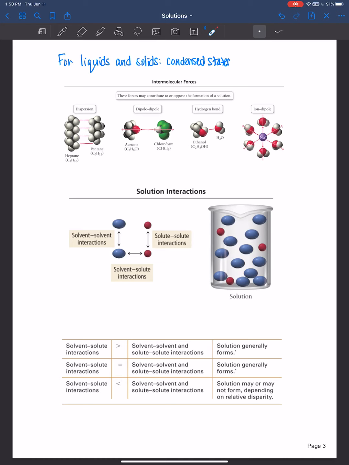All right, so when we think about a solution forming, I want you to envision this figure here. And I know this figure might seem really simple to you. It's just a bunch of blue spheres and red spheres, but there's a lot to think about here, and I think it's actually a great visual. So let's first identify what we're even looking at here.